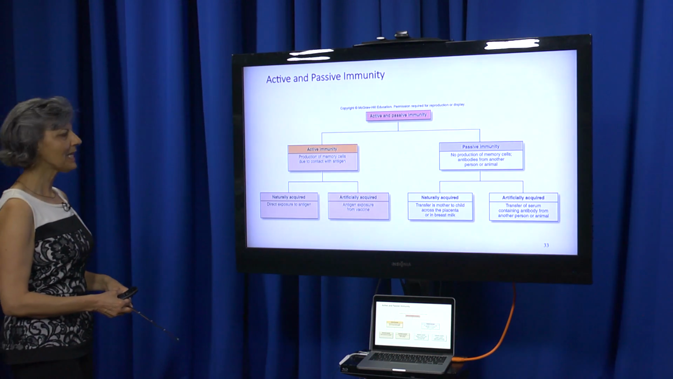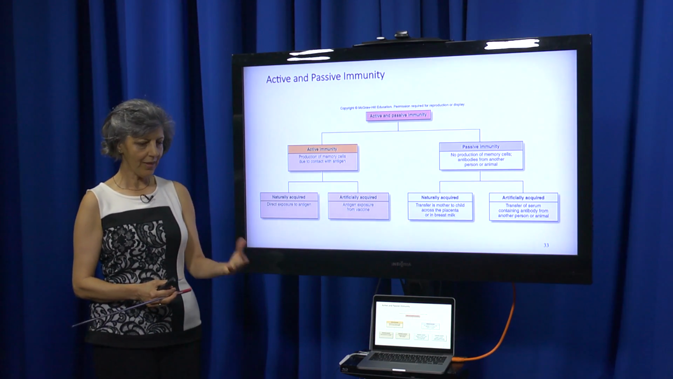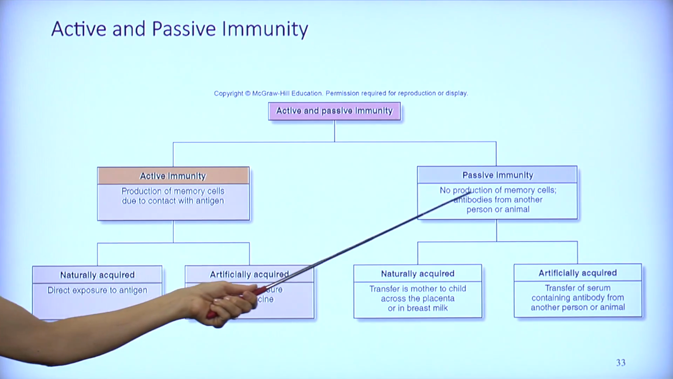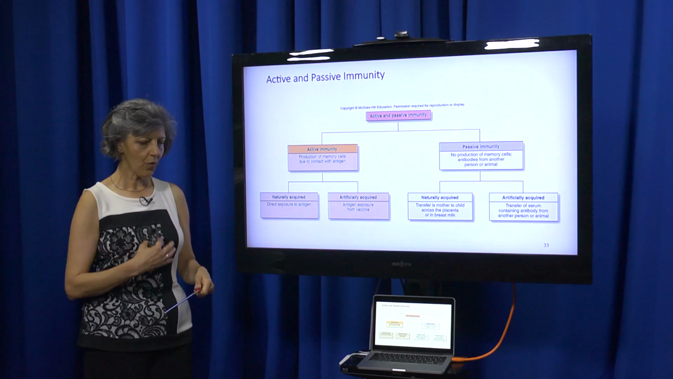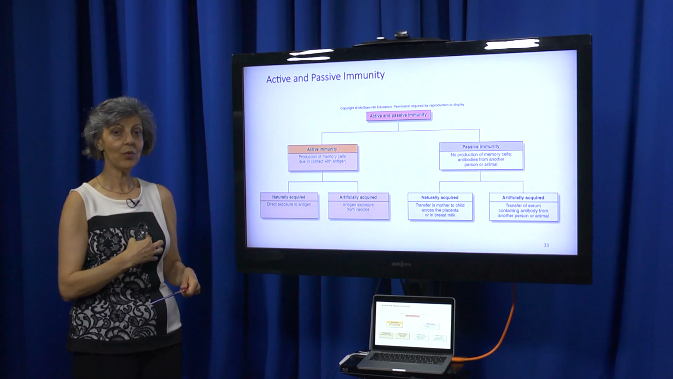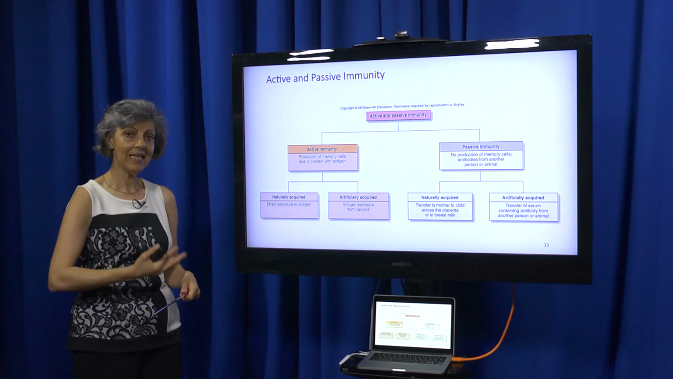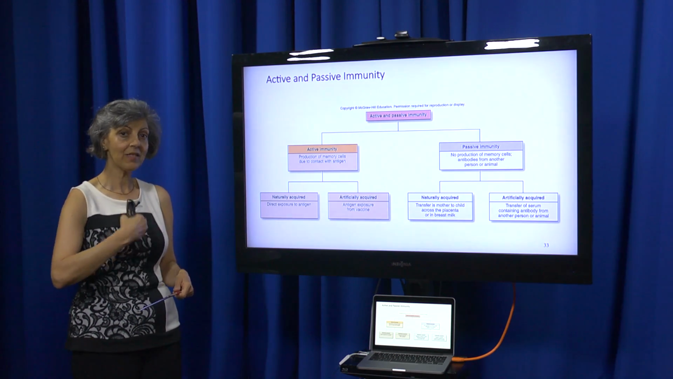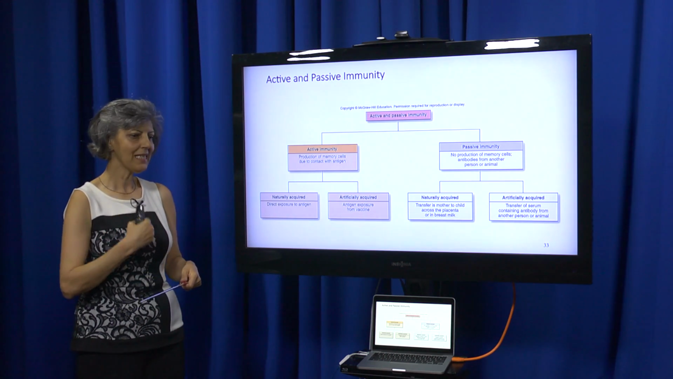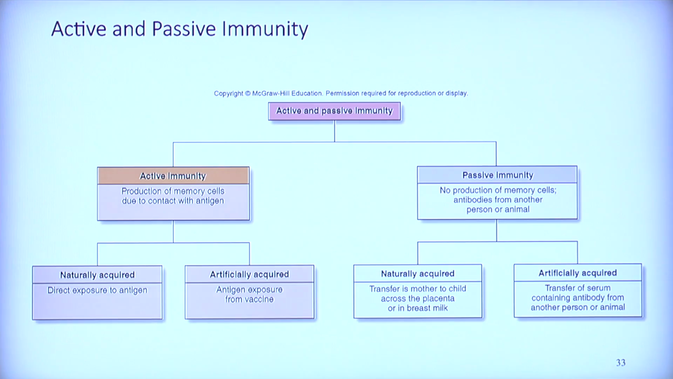How do we become immune? How do we acquire immunity? We can do this in two ways, either actively or passively. We acquire immunity actively if my body is invaded with an antigen and my own B cells are activated. My own plasma cells will produce my own antibodies. So my body is actively involved in producing the antibodies.